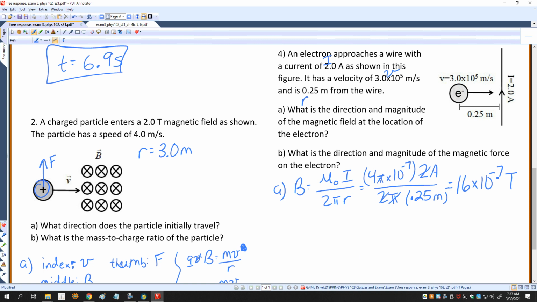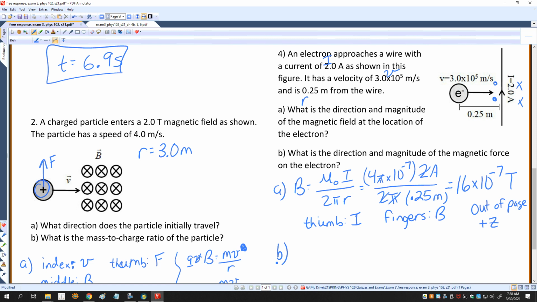Now I also want to know what is the direction of the magnetic field. I'm going to use the third application of my right-hand rule. My thumb goes in the direction of the current, and my fingers wrap around to give the magnetic field. So my thumb goes in the direction of the current, and my fingers go into the page on this side and out of the page on this side. So it's 16 times 10 to the minus 7 Tesla out of page. Or I could put that as in the plus z direction.